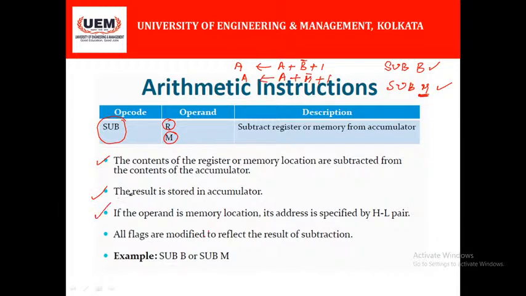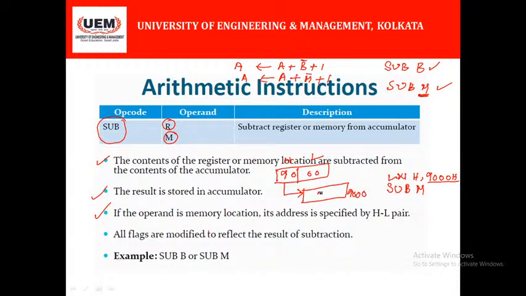If the operand is in a memory location, then its address is specified by the HL register pair. For example, SUB M. In case of SUB M, we need to point out what capital M is. To do that, we write LXI H, 9000H, where the value of M is 9000H. Then the HL pair is filled with 9000: H becomes 90 and L becomes 00. So it will point to the memory location 9000.